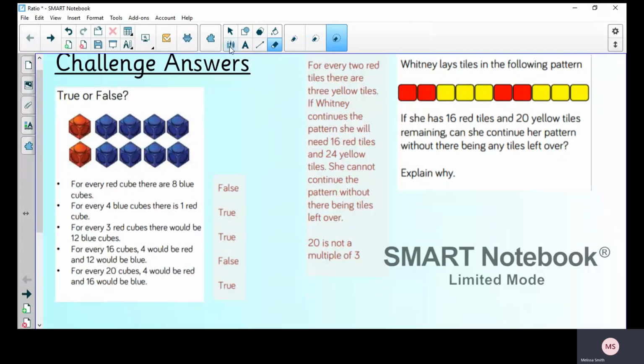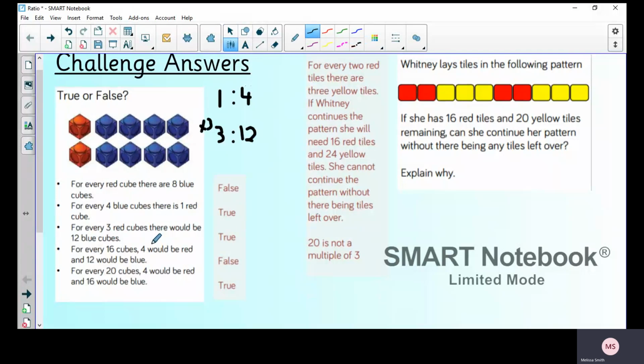The third one, for every 3 red cubes there would be 12 blue cubes. Well, how could we work that out? We could use our scaling up. So if we look at our ratio, we've got 1 red to 4 blue, and it's telling me that for every 3 red, there's going to be 12 blue. What do I multiply by 1 to get to 3? Well, that's 3. 4 times 3 is 12, which makes this one true.